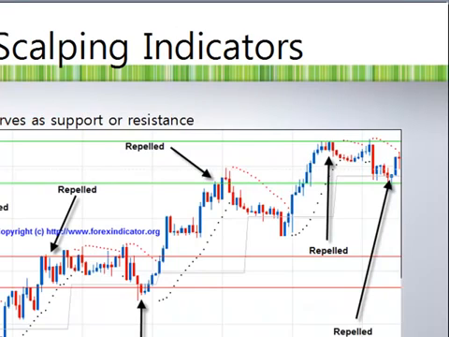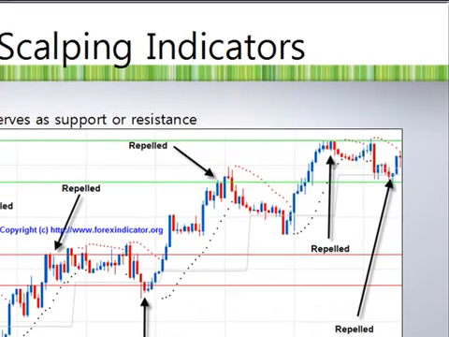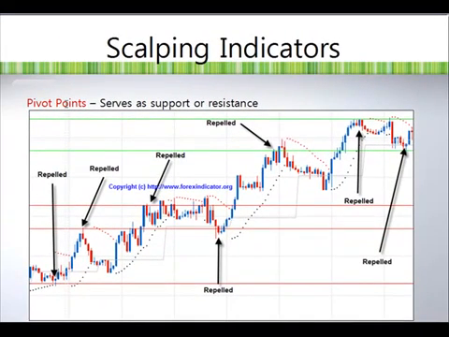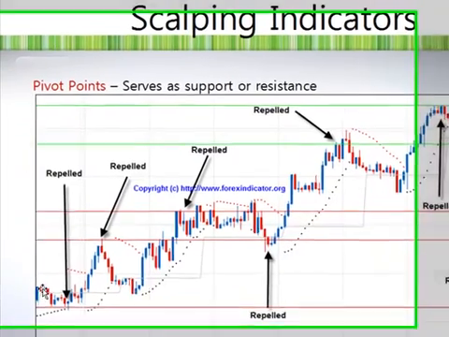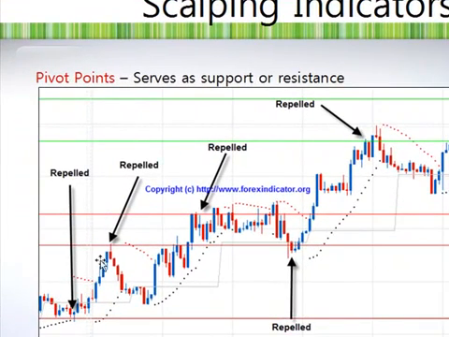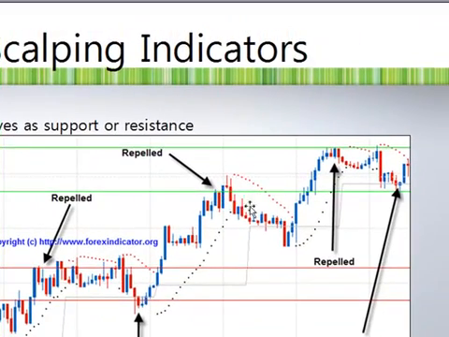Which is the next indicator that we're talking about, the pivot points. Be it the daily pivots, weekly pivots, or monthly pivots, they all serve as strong support and resistance. Take a look at this picture below. You can see that the price hit the pivot point, got repelled by it, hit the pivot point, got repelled, hit and repelled. You can see how strong this pivot point is.